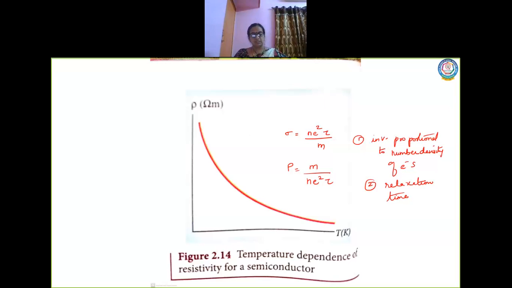Now go through the content that is there in the textbook. Two concepts we have discussed today: one is carbon resistor, the other one is temperature coefficient of resistance. Please go through the textbook part of it. Try to understand the concept very clearly.